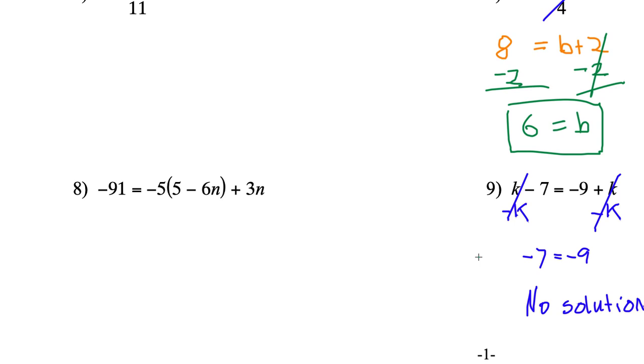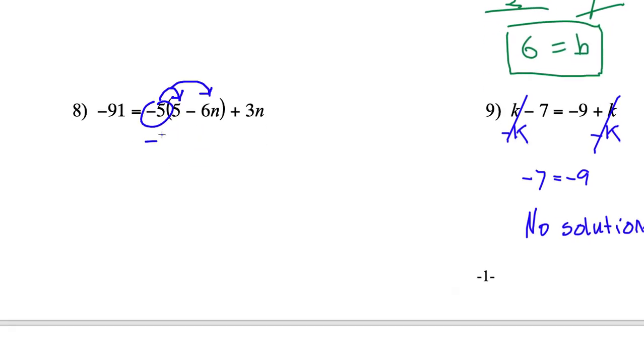Yeah, so on number 8, you're going to have to do some distribution. So this negative 5 is first distributed into both of these two terms. So after that distribution, I have a negative 25. Negative times negative is a positive, so this can be a positive 30n. So I'll have to copy down that 3n. And then on the left-hand side, I have negative 91. Combining my like terms, these are like terms because they have the same variable to the same power. And then from there, it's going to be 33n. And I'm still adding that to the negative 25 and setting all this equal to negative 91.